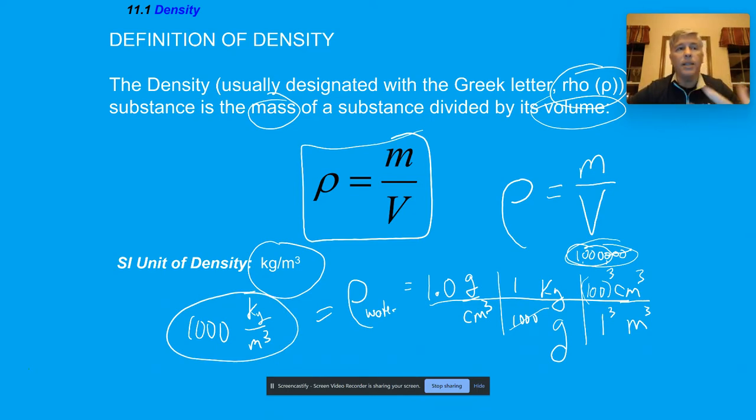Quite a big number, because if you think about it, if you had a cubic meter of water, it would have a mass of 1,000 kilograms. In terms of weight, that would mean it would weigh about 2,200 pounds, so over a ton. Just think about 1 meter by 1 meter by 1 meter, how much that would be and how crazy heavy that would be.